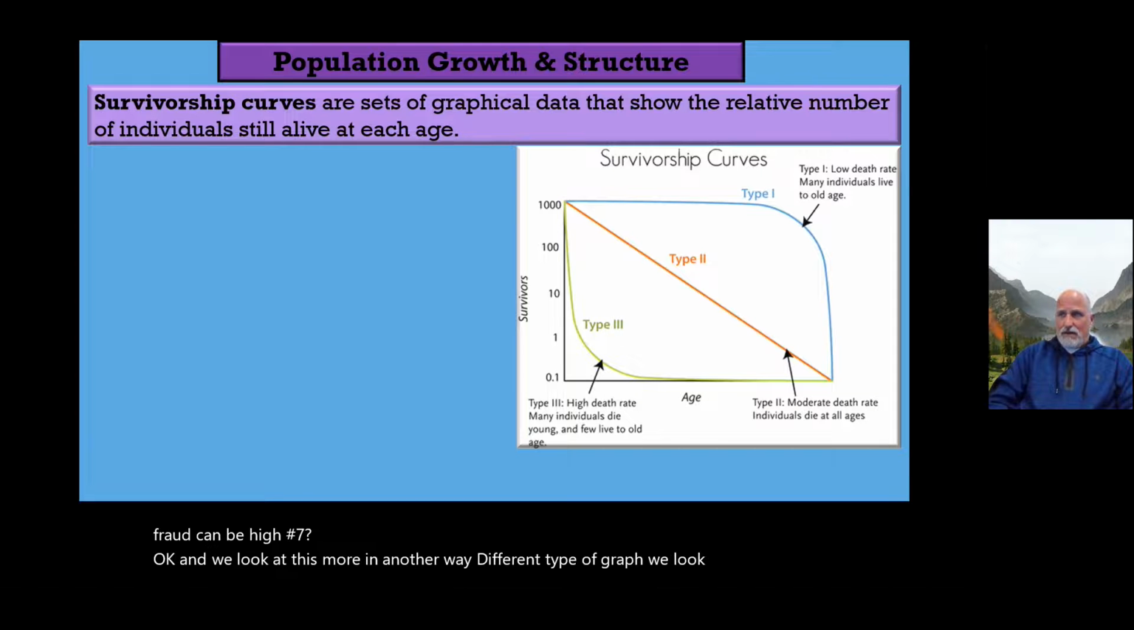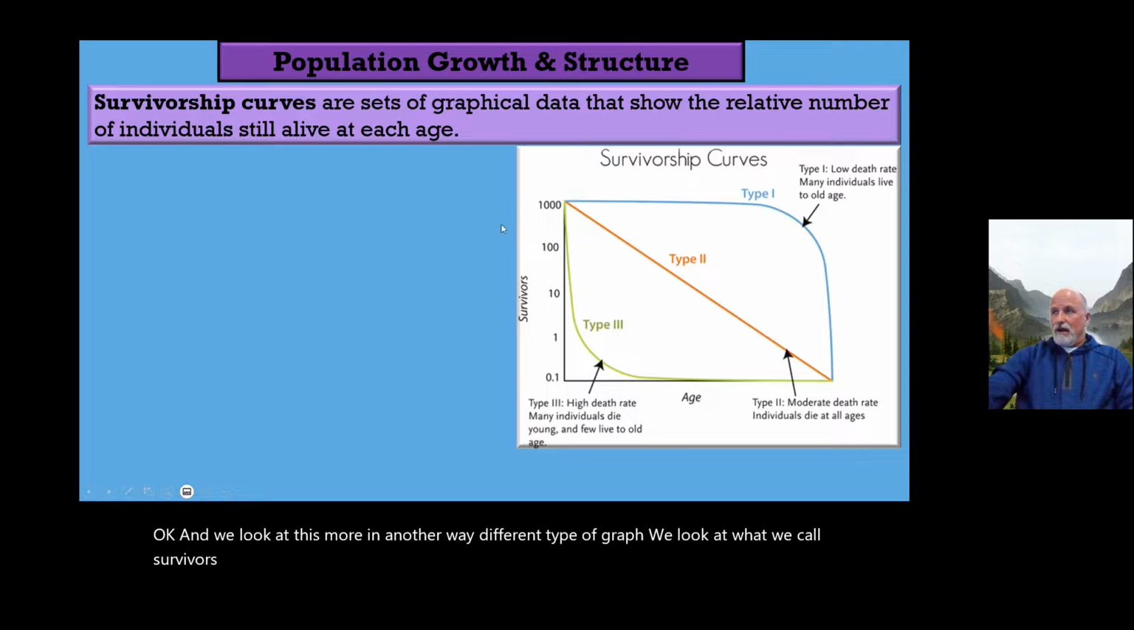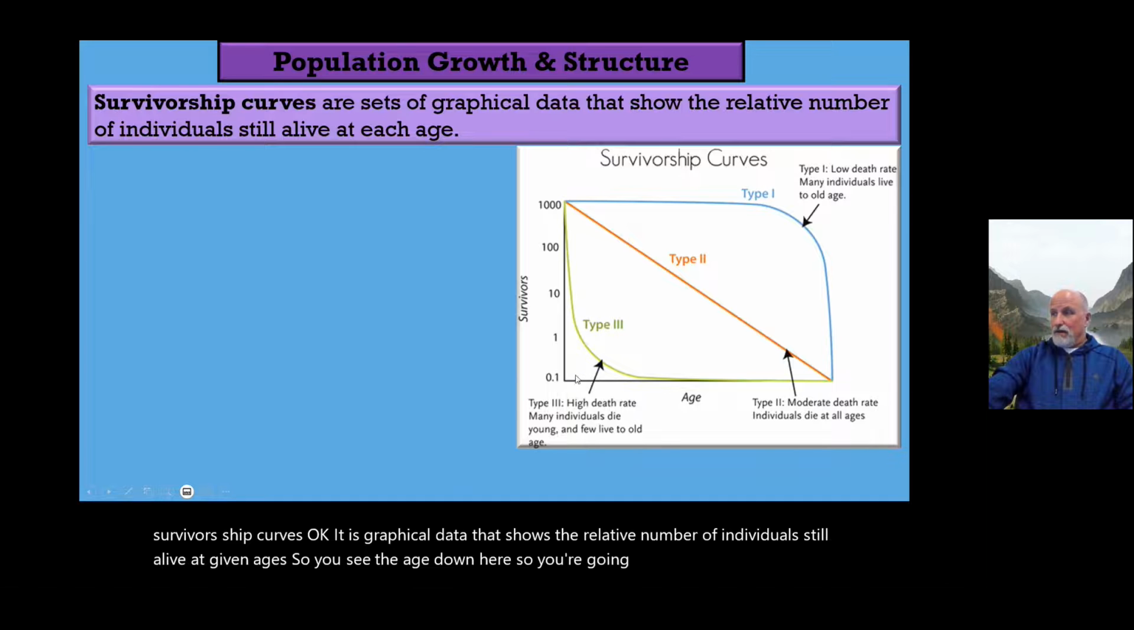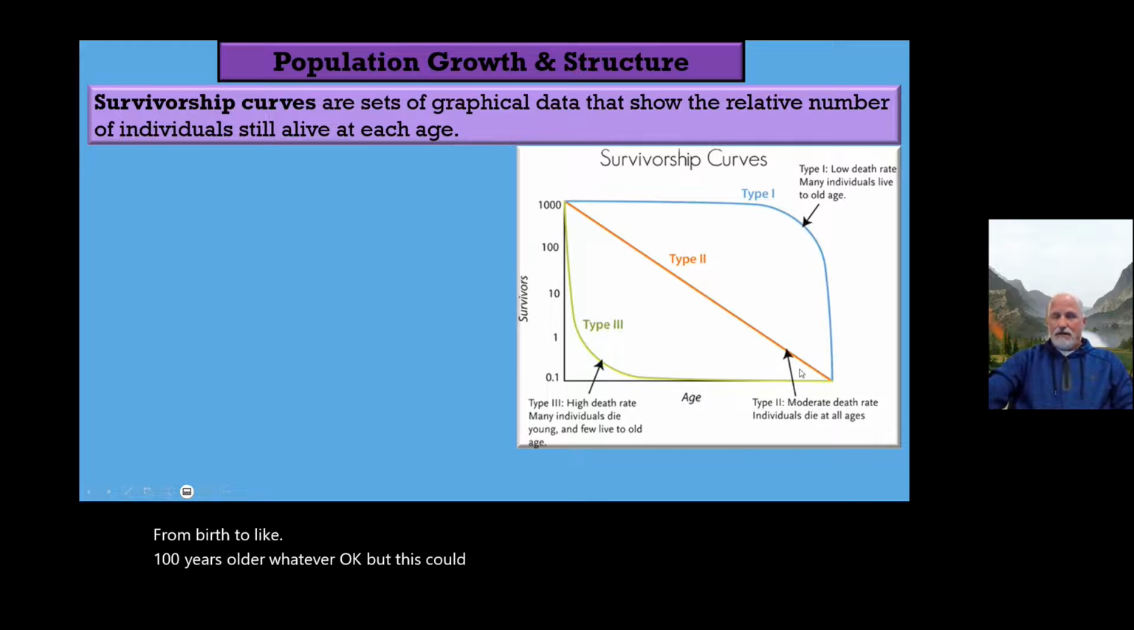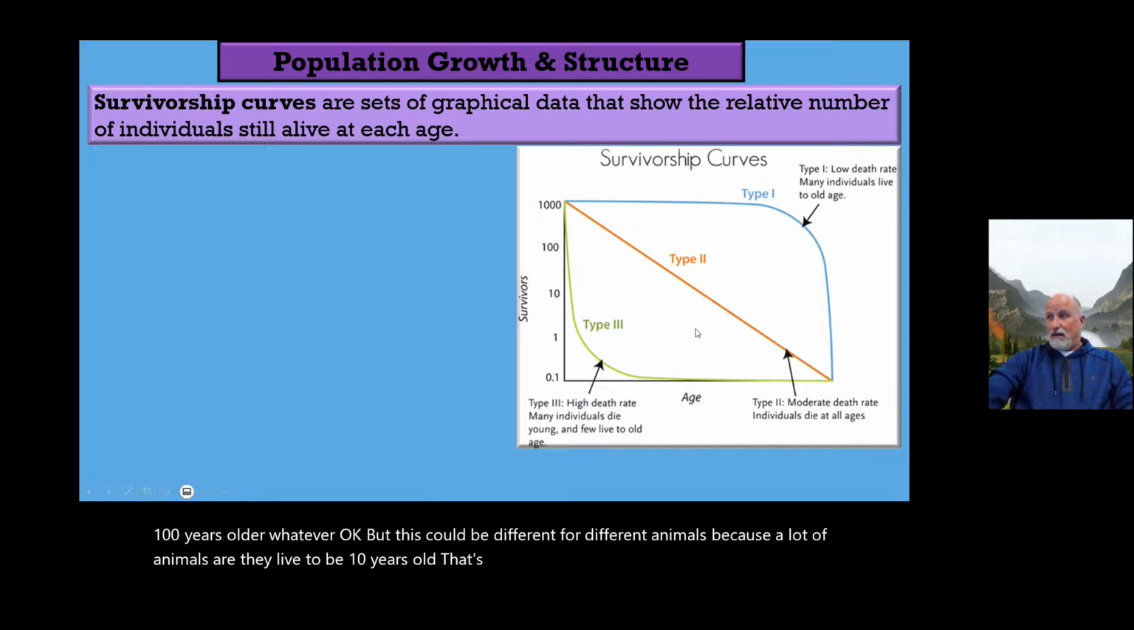We look at what we call survivorship curves. Okay, it is graphical data that shows the relative number of individuals still alive at given ages. So you see the age down here. So you're going from birth to like 100 years old or whatever. Okay, but this could be different for different animals, because a lot of animals, if they live to be 10 years old, that's a home run. Okay, so this scale could be different for different populations.